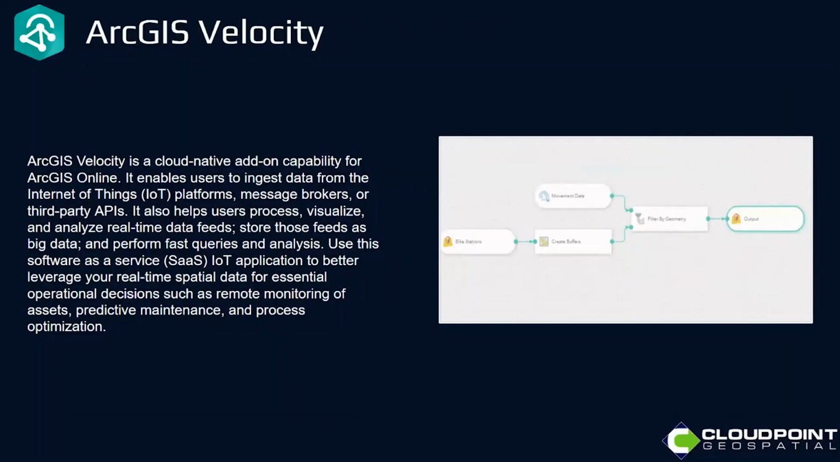Now, the winter weather operations solution uses ArcGIS Velocity to manage route status and current vehicle locations. ArcGIS Velocity is a newer add-on capability for ArcGIS Online that allows users to consume data from IoT platforms. It can also perform fast queries and analysis on big data. If you're familiar with the ArcGIS Enterprise platform, you can think of this as a combination of GeoEvent Server and the GeoAnalytics Server in an environment that you don't have to manage.